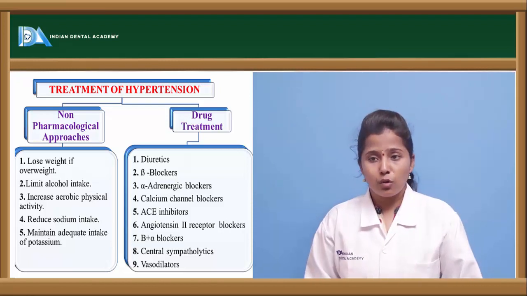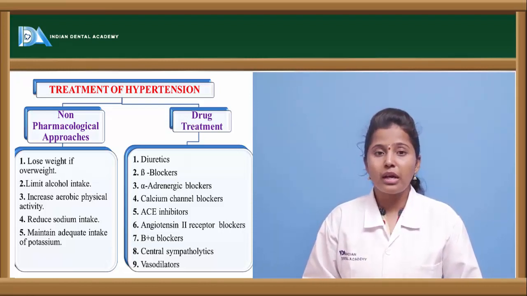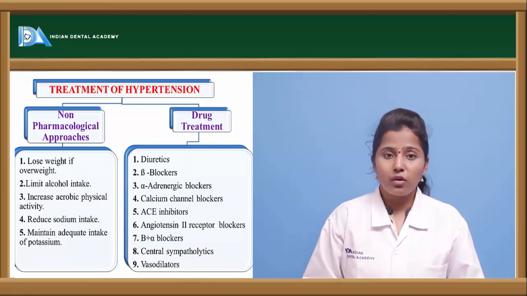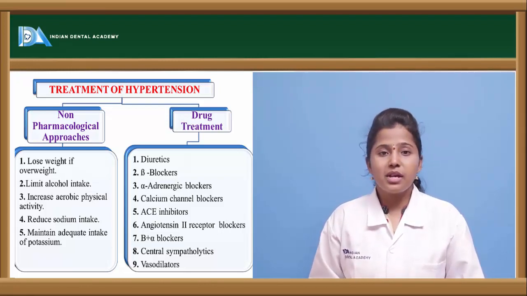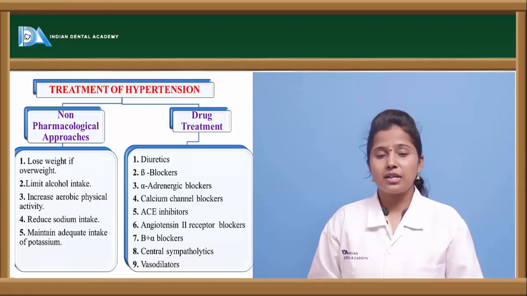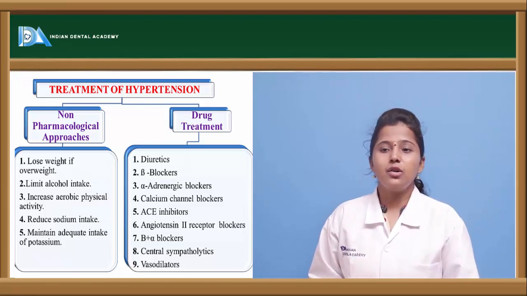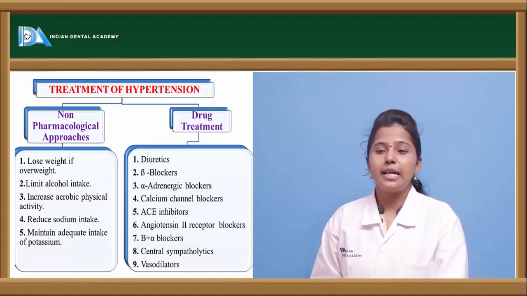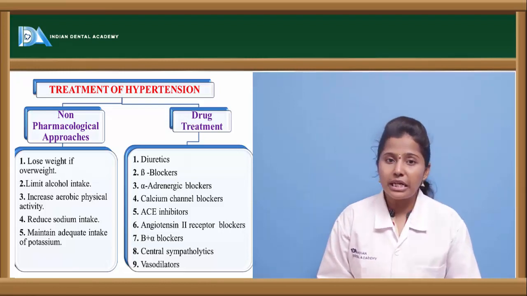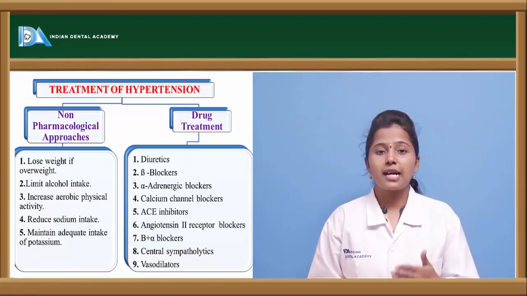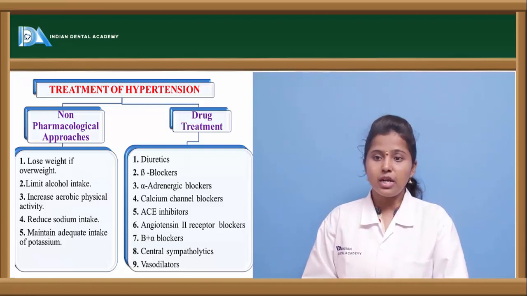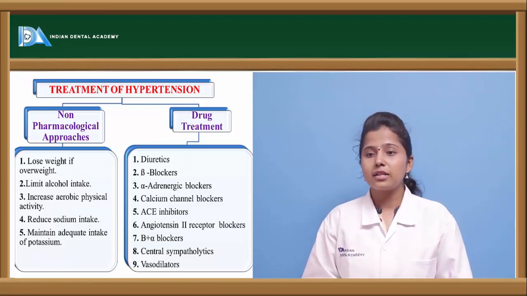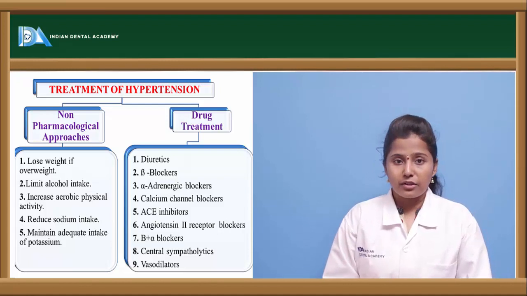First, the person should lose weight, alcohol and smoking should be limited, and aerobic physical activity should be increased. If we do physical activity on a regular basis, we will be fit, and thereby cardiovascular disease risk can be reduced. And reduce sodium intake. The sodium intake in our diet should be reduced, and maintain adequate intake of potassium, because sodium will cause contraction of the blood vessels and potassium will cause dilation of the blood vessels. So sodium intake should be reduced, and potassium intake should not be excessive, but should be in a proper manner, so we have to balance sodium and potassium intake.